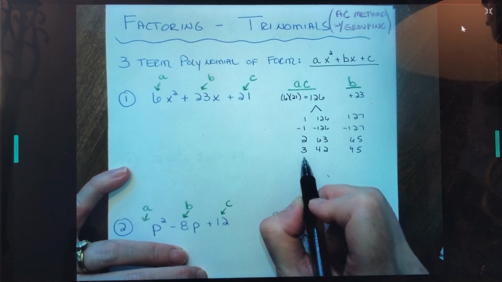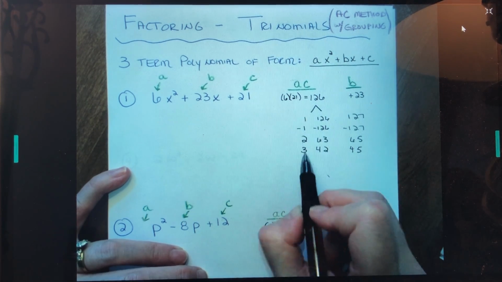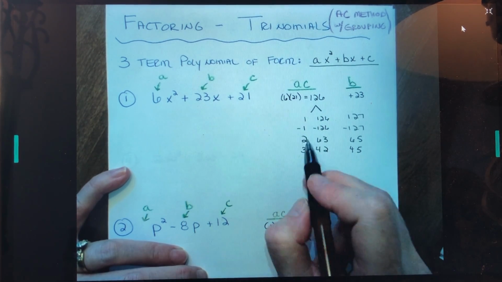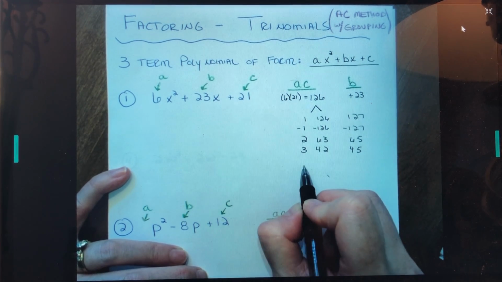So if you try to divide 4 into 126, it doesn't work. You actually get a decimal. So 4 is not a factor of 126, so we skip it. And then likewise, let's go to 5. 5 also does not divide into 126, so we skip it.